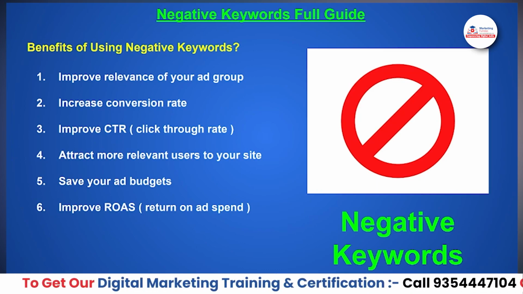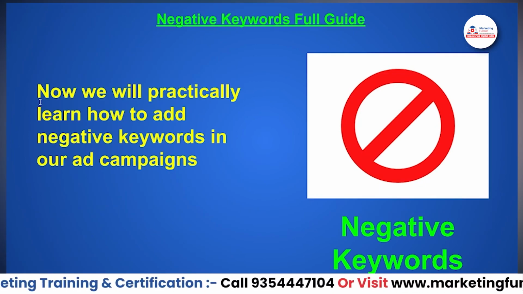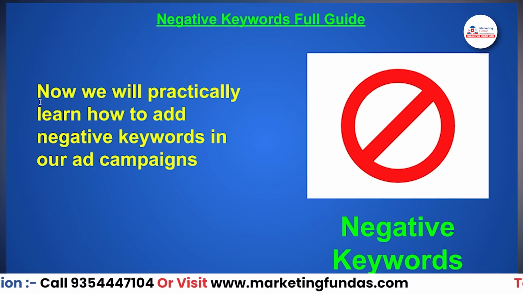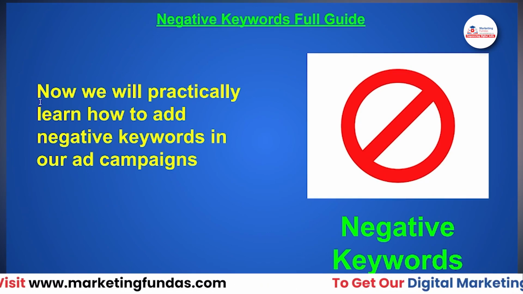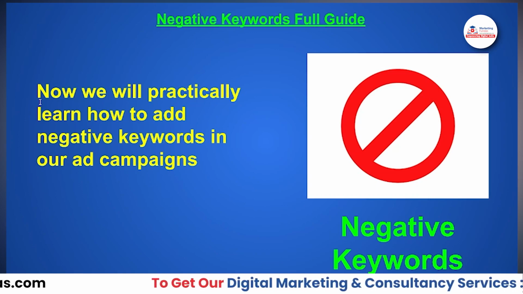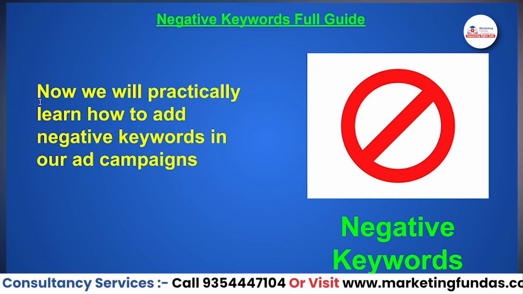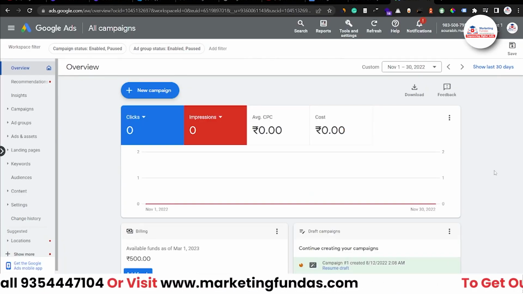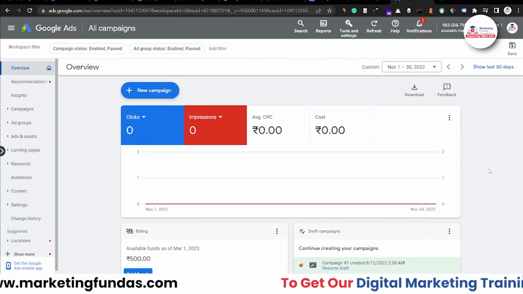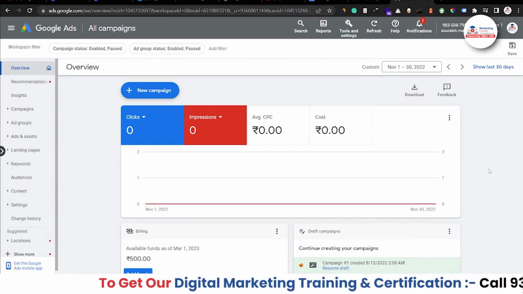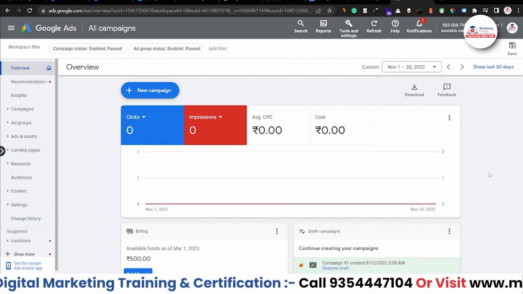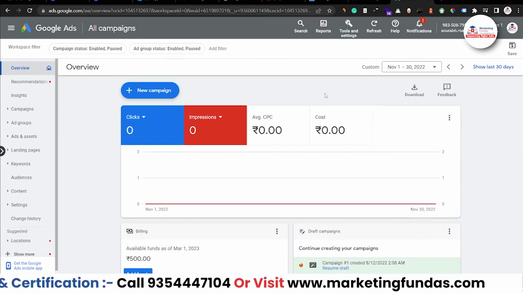Now let's go to the last slide, and now we'll practically learn how to add negative keywords in our ad campaign. So let's rapidly go to our ad campaign and see how we can add negative keywords into our ad campaign or ad group. So guys, right now I'm in one of my Google Ads accounts, and there are multiple ways to add negative keywords into your campaigns. So let's go through the first one.